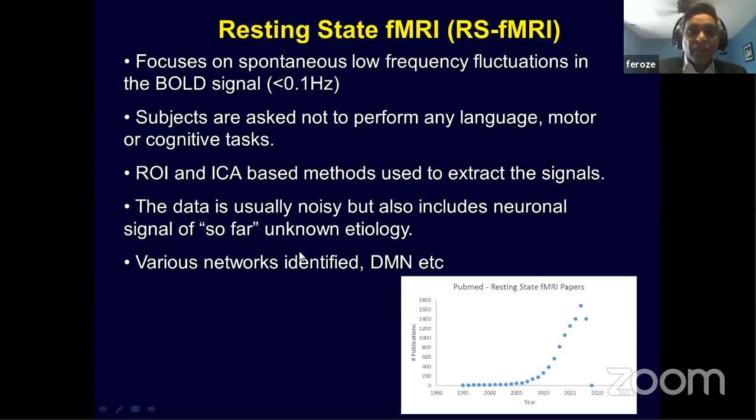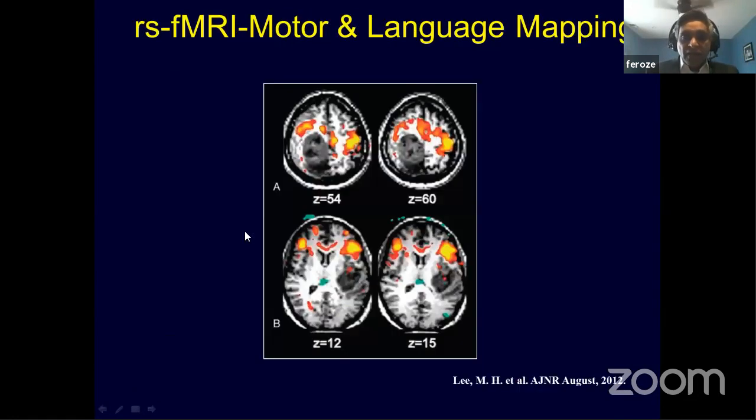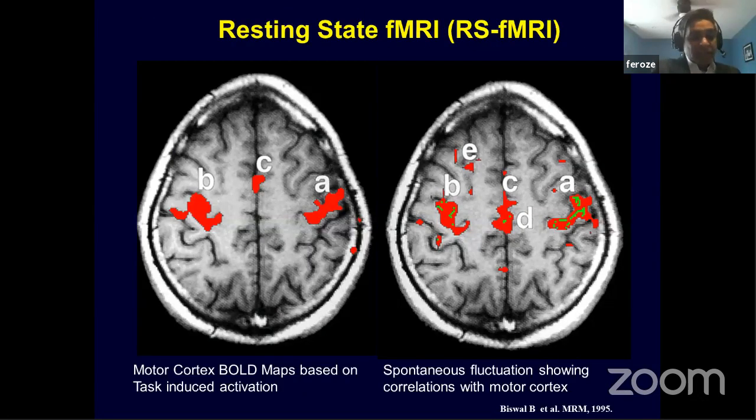So there are methods that you can use to extract these low frequency fluctuations. And here you go. This is the first experiment that was done. On the left side is a task-based fMRI where you can see the familiar motor cortex on either side, and of course C is the supplementary motor area. But when you ask the subject to do no tasks, and you look at the low frequency fluctuations and try to extract them and do correlation analysis, you will see these green signals here overlapping within the BOLD signal.